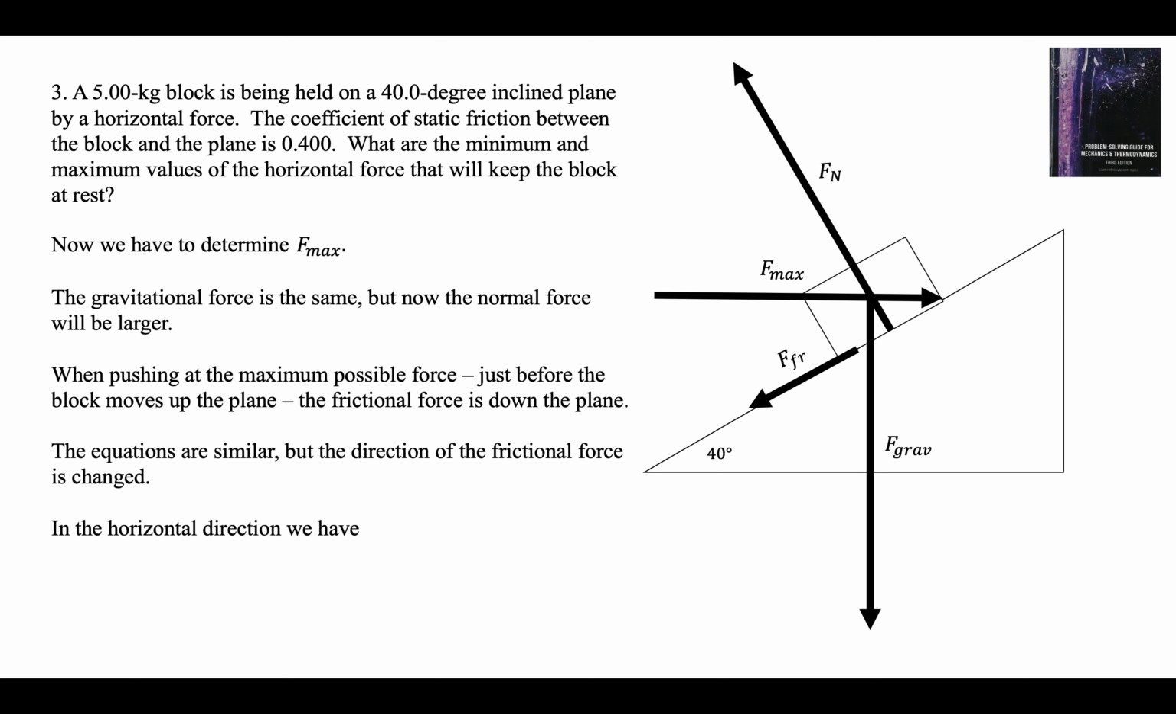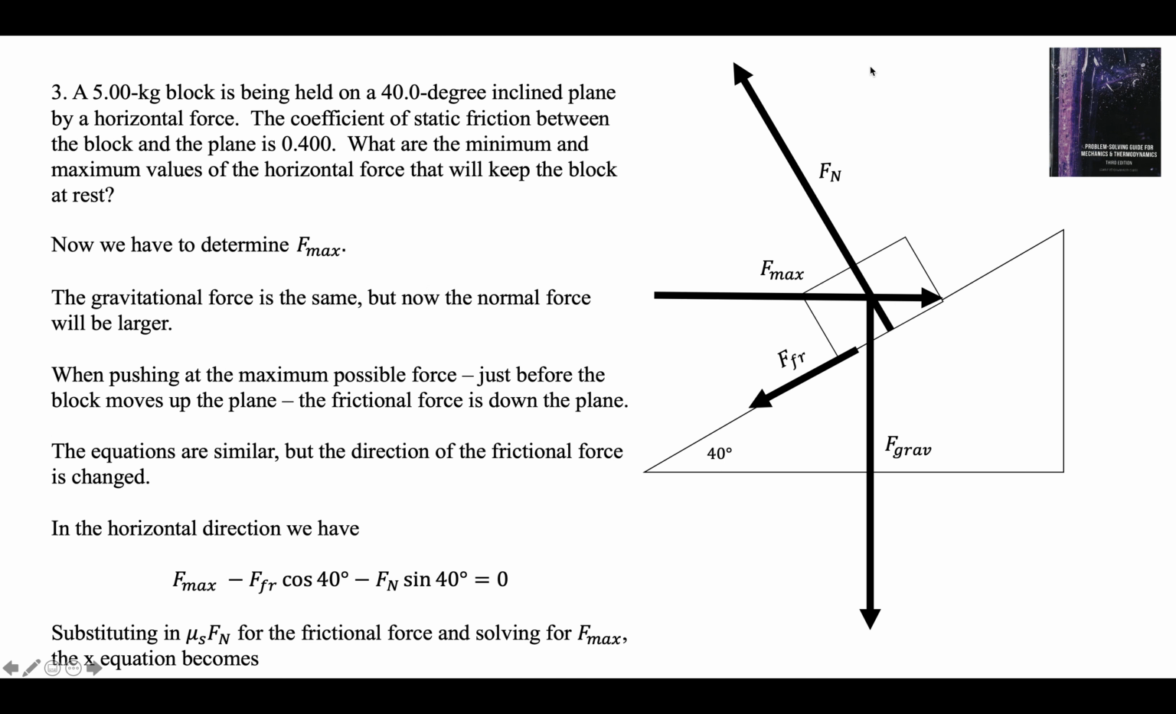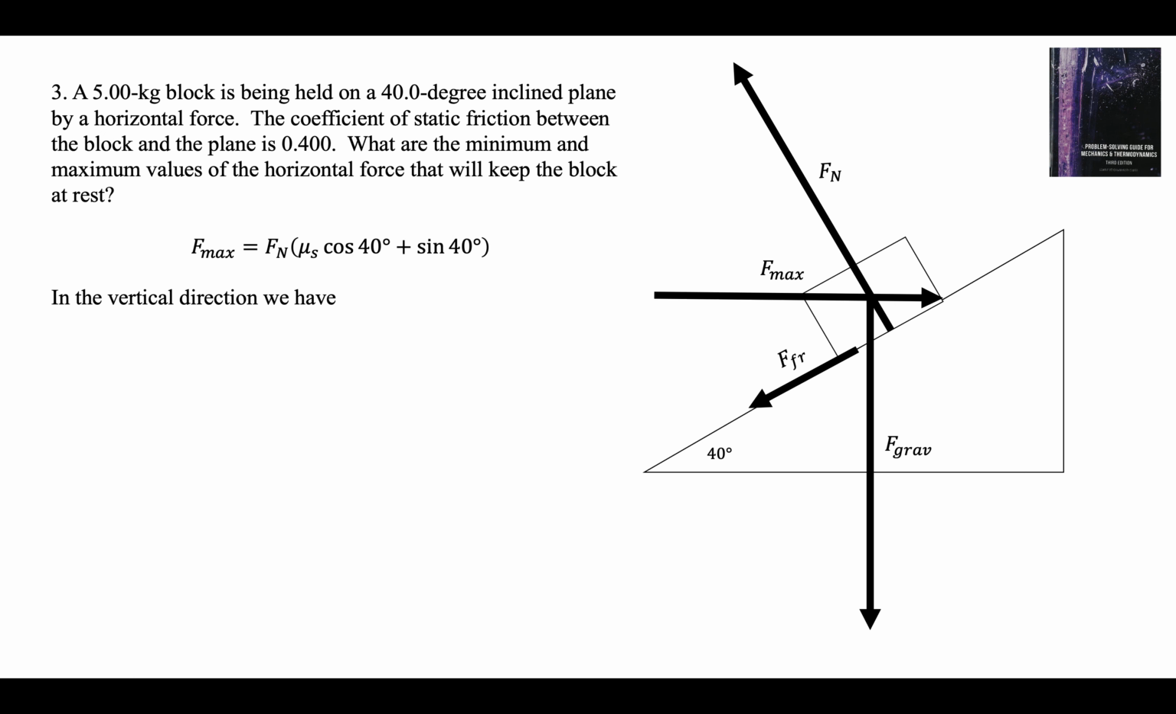In the horizontal direction, all of F max is positive. There's components of Fn and Fr backwards in the x direction. So it looks like this: F max minus Fr cosine 40. That's this one right here. Minus Fn sine 40. That's this one right here. Those all must balance. We can substitute in mu static Fn for this frictional force, and we can solve this for F max by putting these two on the other side of the equation. There it is, after factoring out the Fn.